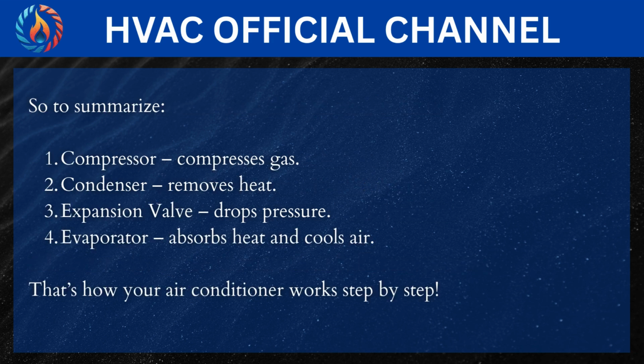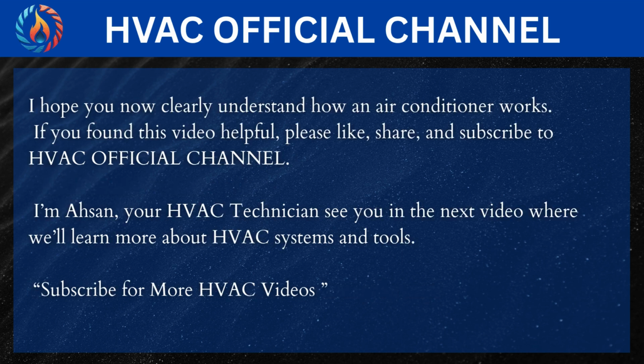So, to summarize, the compressor compresses gas, the condenser removes heat, the expansion valve drops pressure, and the evaporator absorbs heat and cools air. That's how your air conditioner works step by step. I hope you now clearly understand how an air conditioner works.